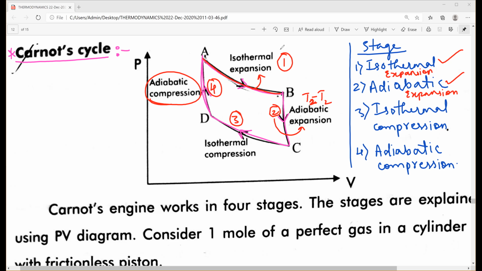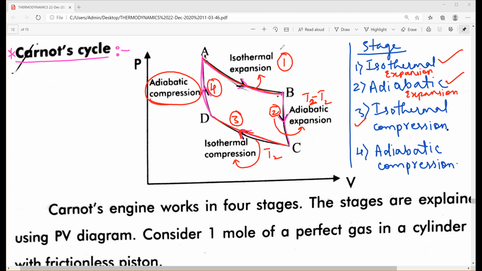And this adiabatic expansion is represented by the curve B to C. So next we shall discuss isothermal compression. In isothermal compression, the cylinder is next placed on the sink maintained at temperature T2, and the gas is compressed isothermally. During this process, a certain amount of heat Q2 is rejected to the sink. This isothermal compression is represented by the curve C to D. So this is isothermal compression.